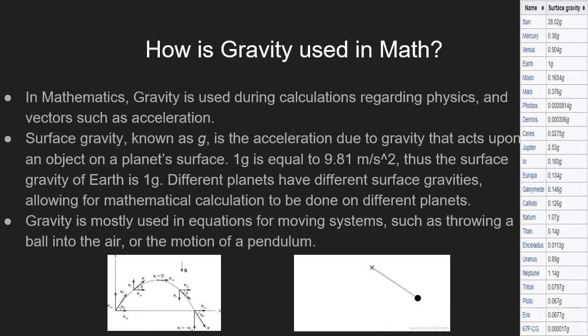Different planets have different surface gravities, allowing for mathematical calculations to be done as if they were on different planets. So for example, someone drops a ball on Earth. The acceleration due to gravity is negative 9.81 meters per second squared. However, on a different planet like Mercury or Venus, the acceleration would be different because Mercury's surface gravity is only 0.38 g, so it's only 38/100ths of Earth's surface gravity. Or, say Jupiter, which is 2.53 g, which is 2.5 times Earth's surface gravity, much larger.